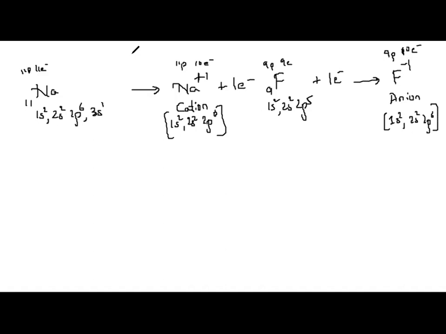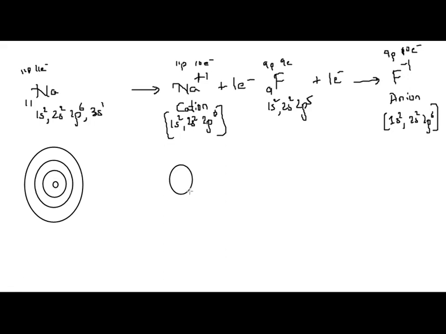Let us look at the sizes now. A cation is formed by loss of one or more electrons. An anion is formed by gain of one or more electrons. Now if I want to draw a sodium atom, how many shells are there? There are 3 shells. Let me represent. I'll represent the sodium ion this side. It is having how many shells? It is having only 2 shells.